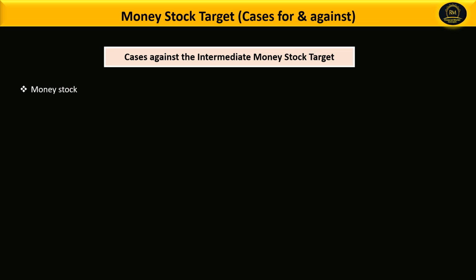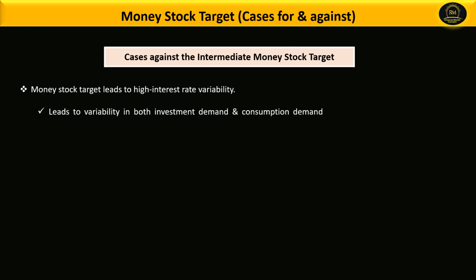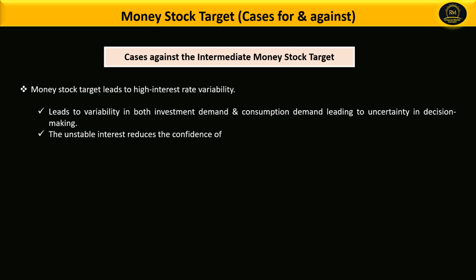The first case against the intermediate money stock target is that it leads to high interest rate variability. In order to maintain the money stock, RBI makes adjustments in the supply of money and that leads to high variation in the interest rate. This variation in the interest rate leads to variation in investment demand and consumption demand, leading to uncertainty in decision making. This unstable interest rate reduces the confidence of the investor and is not very encouraging for a growing economy like India.